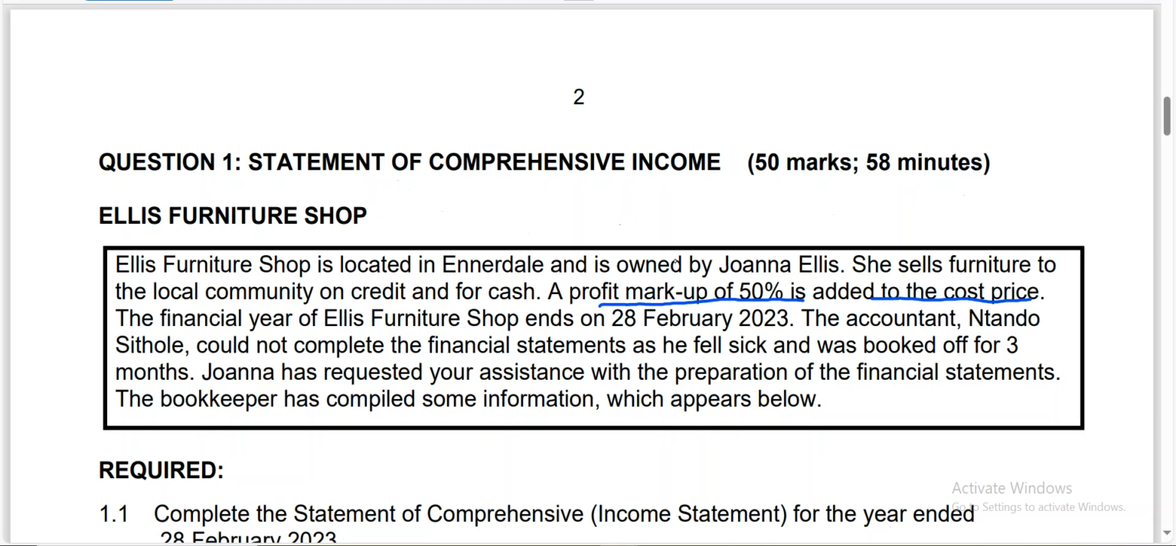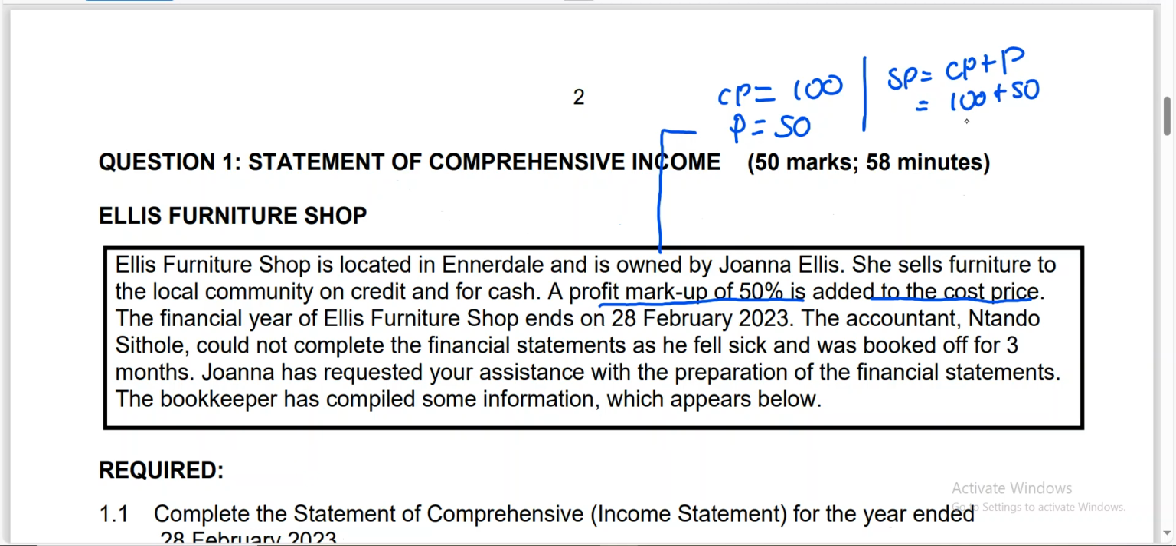What they mean here is that in order to determine the selling price, they take their cost price and add 50% of that particular cost price. According to what we were taught in grade 9, our cost price is always 100%. In this case, our profit is 50%. We also know that our selling price equals cost price plus profit. So our selling price percentage will be 100 plus 50%, which is 150. The reason they gave us this markup is that we are going to need it somewhere as we do our calculations, so you need to keep it in mind.